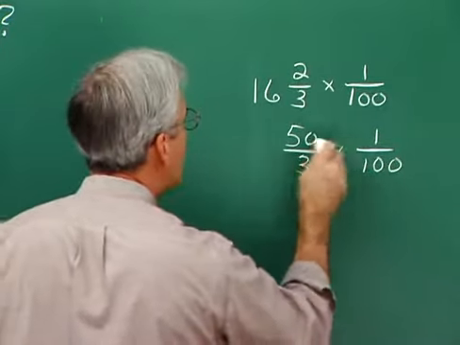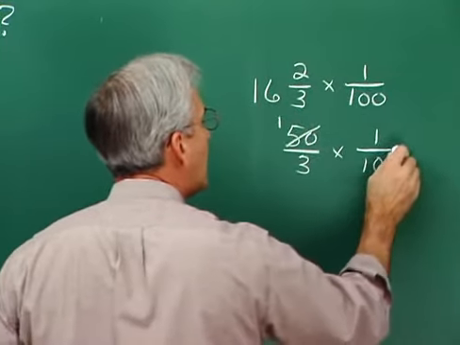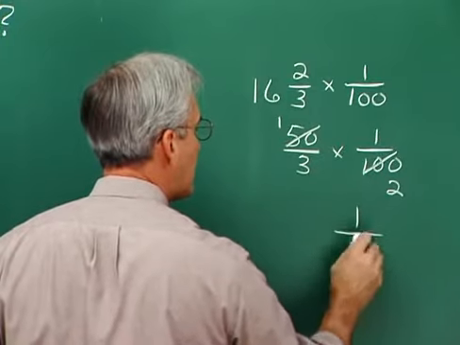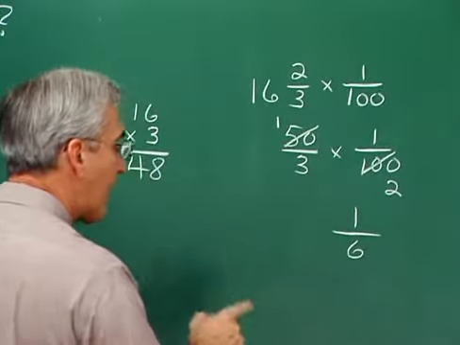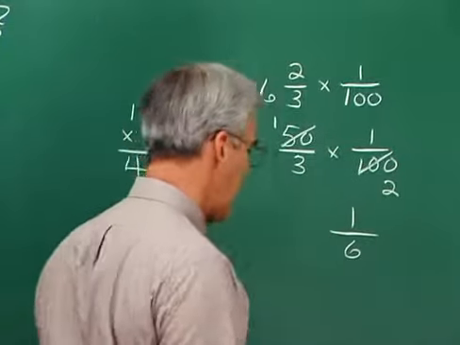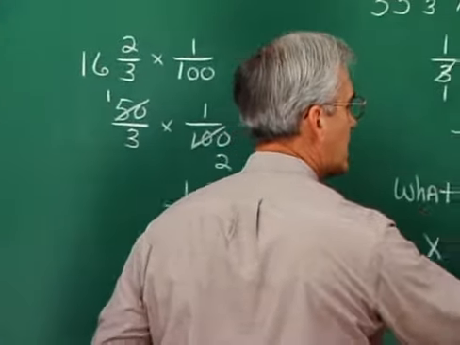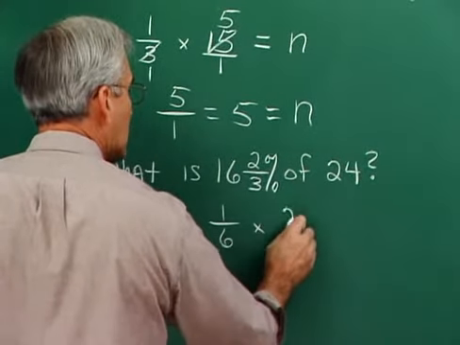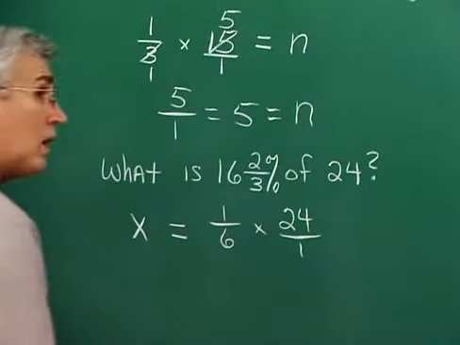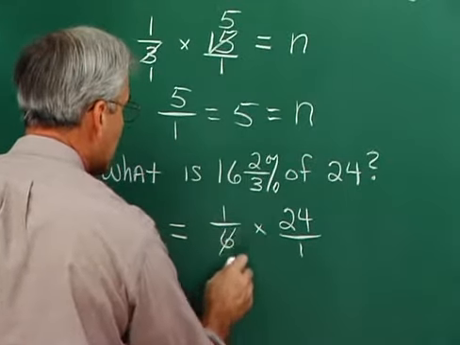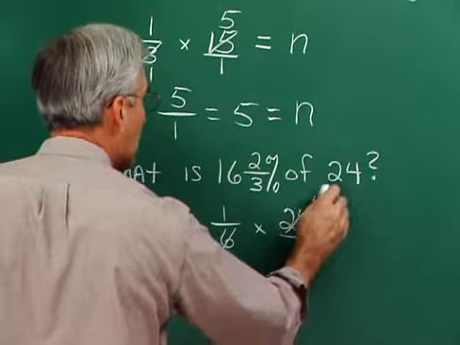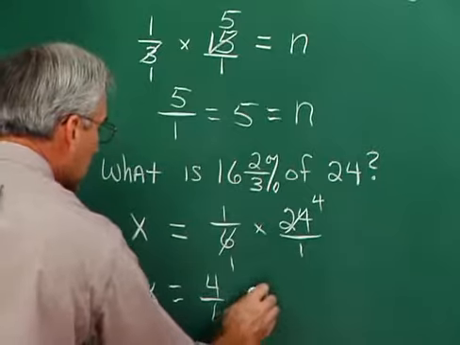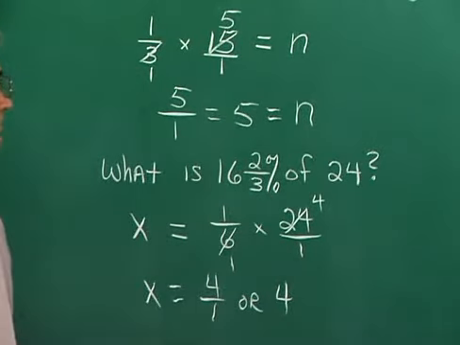Now the 50 and the 100 can cancel. 50 into 50 goes 1. 50 into 100 goes 2. Multiplying straight across, 1 times 1, 1. 3 times 2, 6. So 1/6 is the fraction corresponding with 16 2/3%. So this 16 2/3% is replaced with 1/6. Of means times. 24 is 24 over 1. And now we look for the cancellation. 6 into 6, 1. 6 into 24, 4. Multiplying straight across, we find x to be 4 over 1, or more simply, just 4.